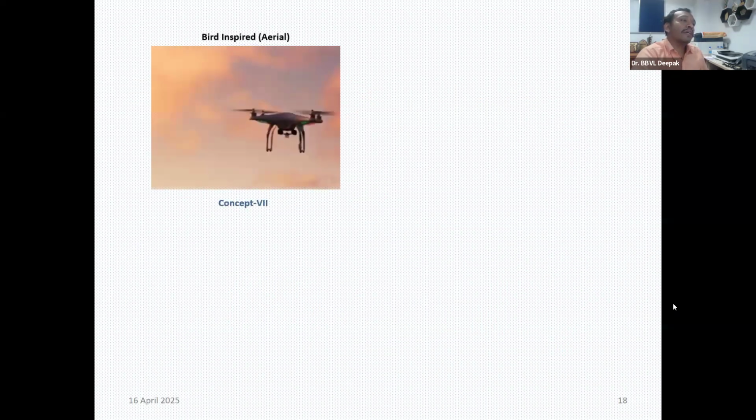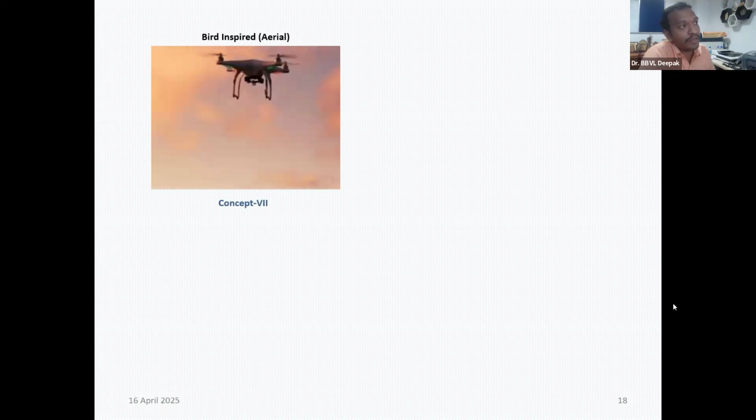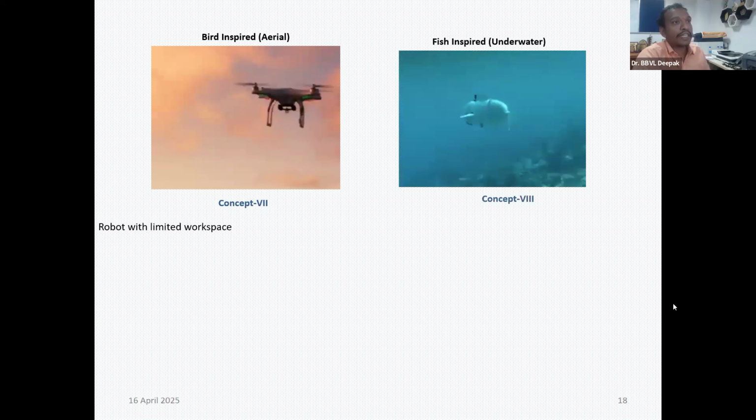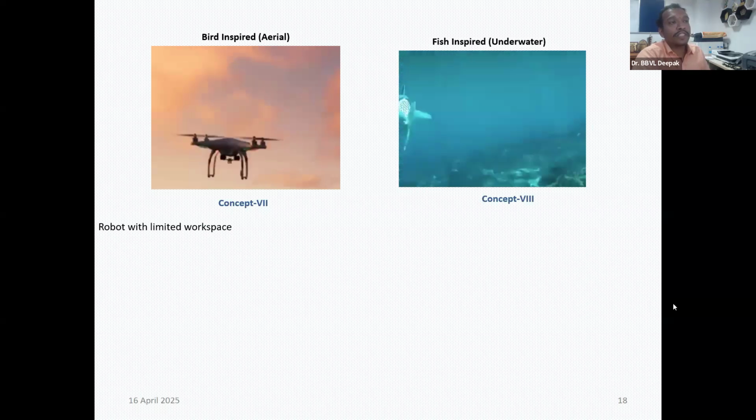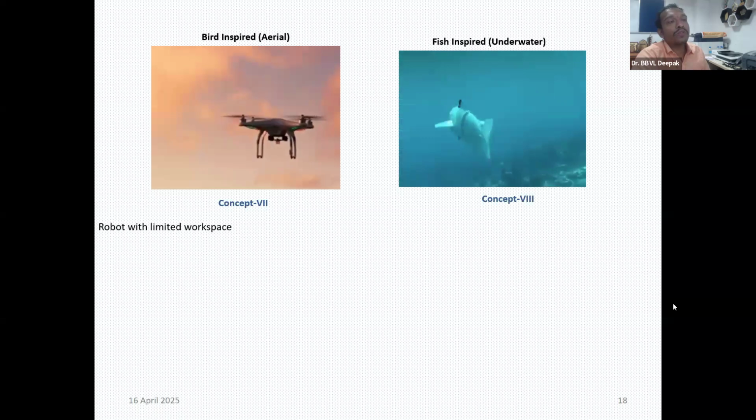Then apart from that, the robot can fly, just like a bird inspired. And of course another category is fish inspired, which can do the work as an underwater system.